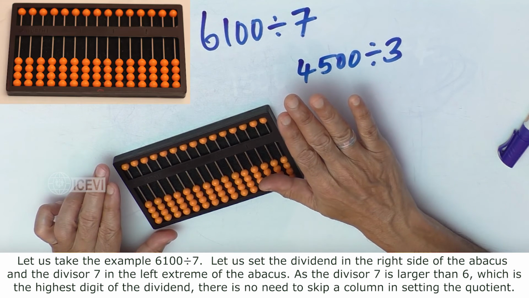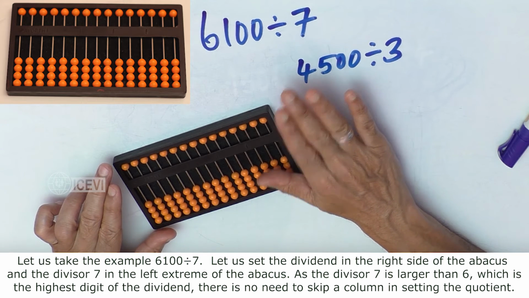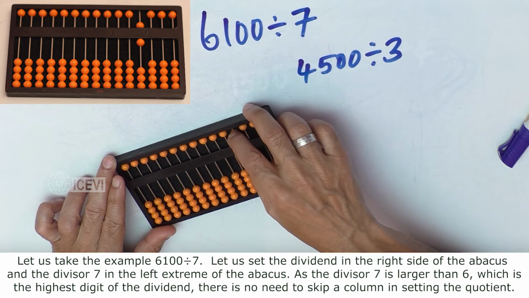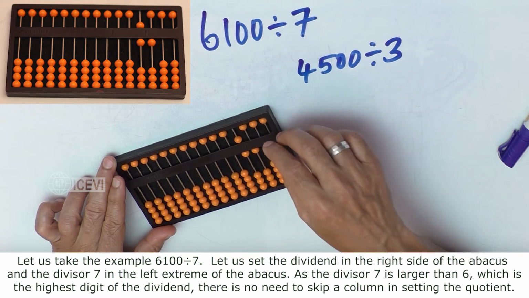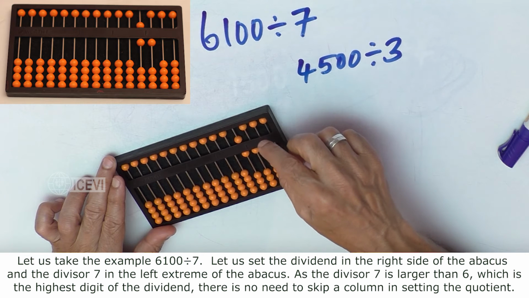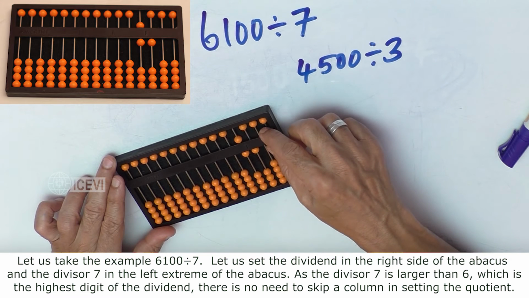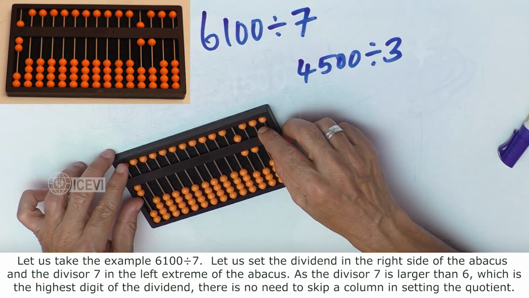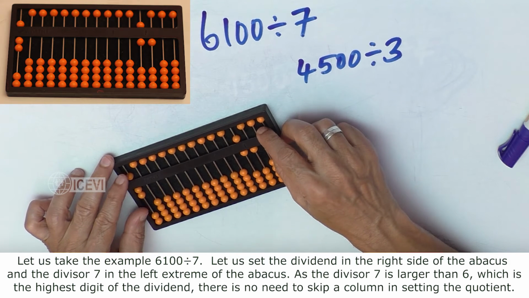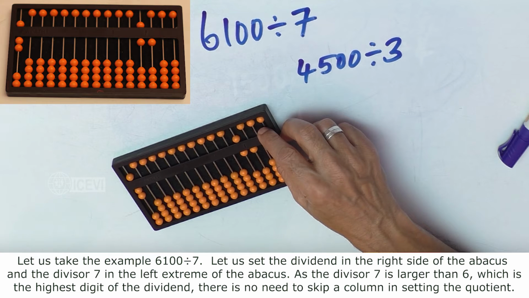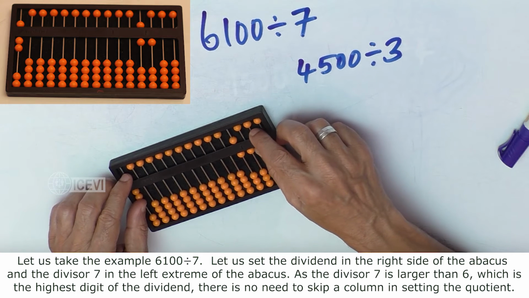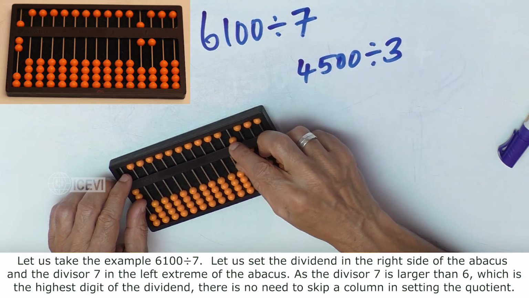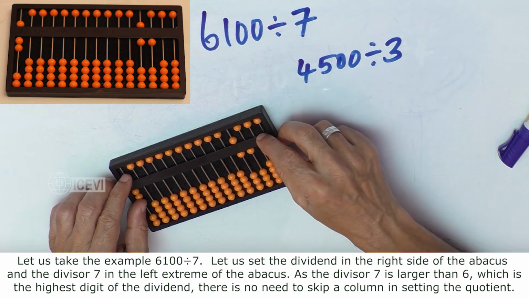Let us set the dividend in the right end of the abacus, that is 6 in the thousands column, 1 in the hundreds column, and then tens and units columns will become empty. Let us set the divisor 7 in the extreme left of the abacus. As the divisor 7 is larger than 6, which is the highest digit of the dividend, there is no need to skip a column in setting the quotient.